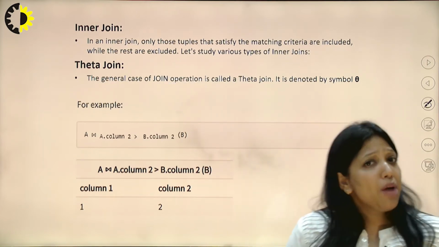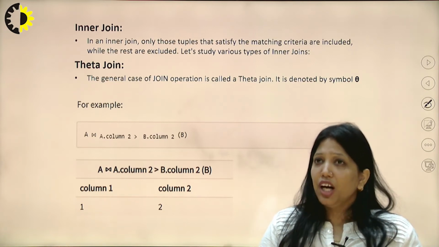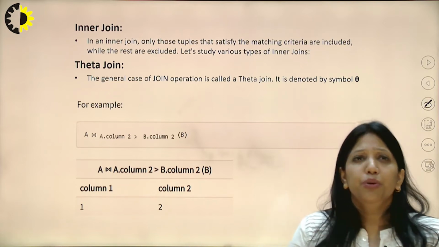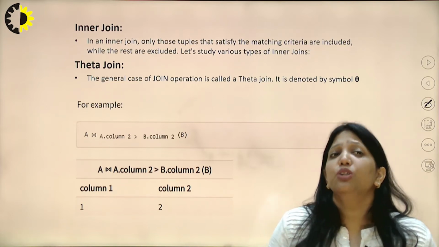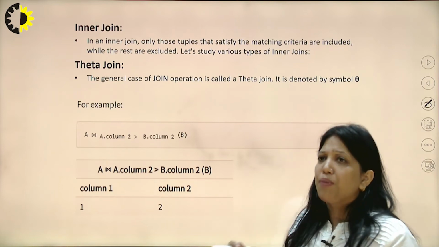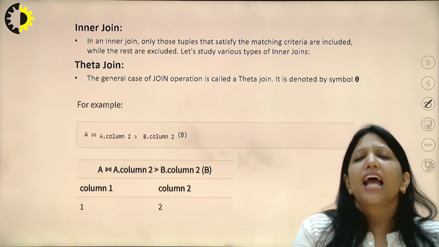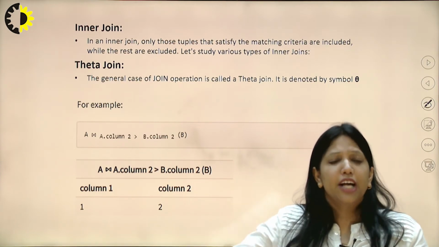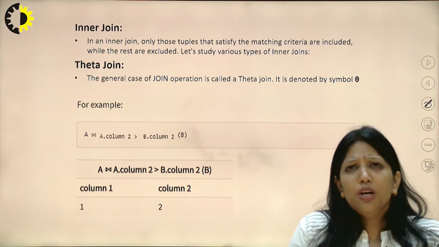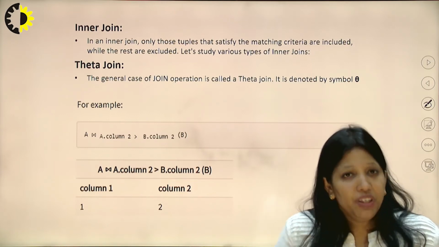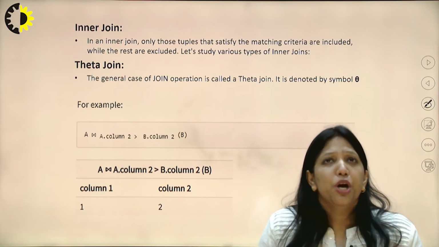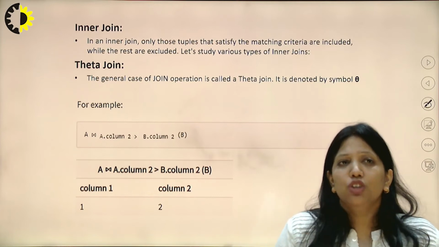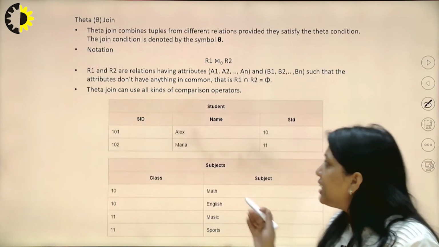Where do we apply the theta join? If we have two tables and we want to join them, but the two tables have no attribute in common, then we are not able to apply the Cartesian product. In that case, we apply the theta join. We take one attribute and combine it with any attribute of the second table, but their domains of values need to be the same. The attribute names are different, but the domain of their values needs to be the same. In such cases, we can apply the theta join if two attributes are not common. We will see an example of the same.